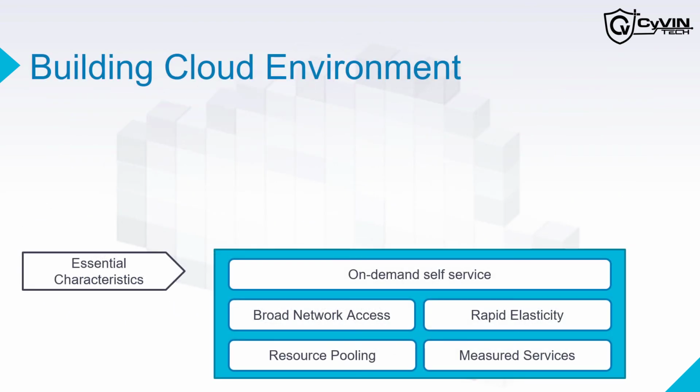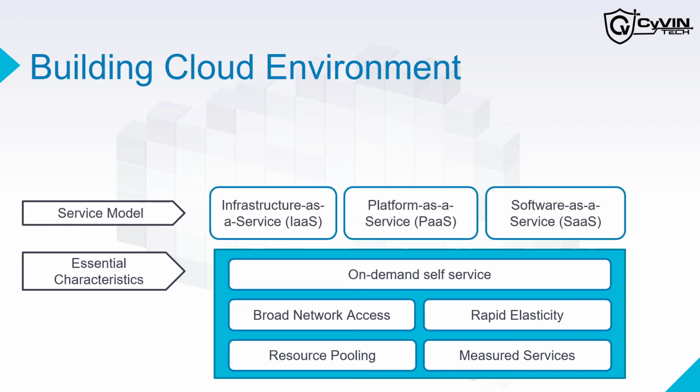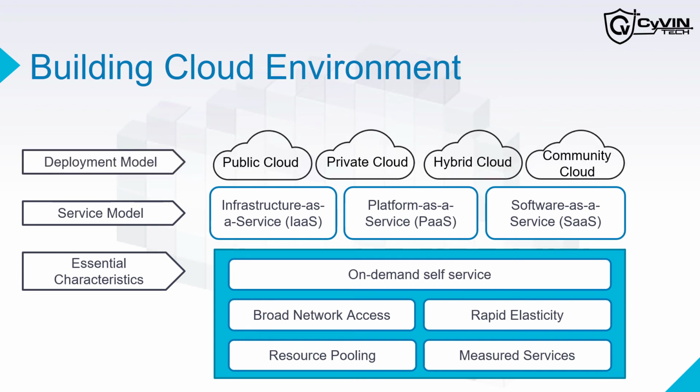To achieve the goal, cloud infrastructure has service models and deployment models. The service models include infrastructure as a service, platform as a service, and software as a service. After the service models come the deployment models, which define the way to deliver the services mentioned. These deployment models are public cloud, private cloud, hybrid cloud, and community cloud.